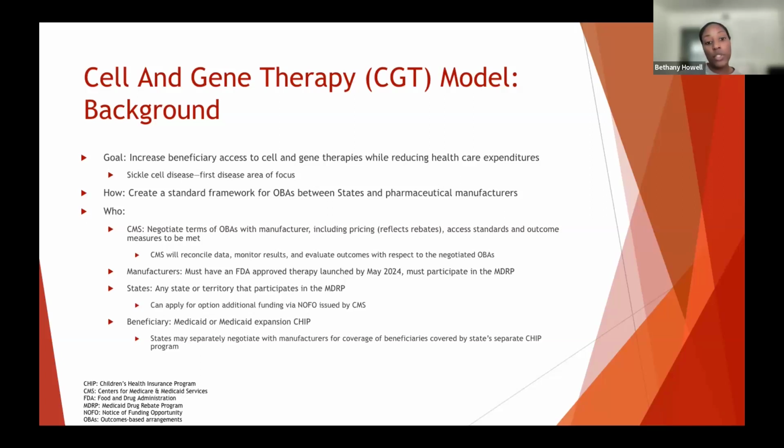States will also have the opportunity to apply for optional funding. So CMS will issue a notice of funding opportunity, likely in the summer. And then states who qualify can apply for additional funding to be able to participate in the model. Finally, beneficiaries, so individuals who are on Medicaid or Medicaid expansion CHIP. States will have the opportunity to separately negotiate with manufacturers for coverage of beneficiaries covered by the state's separate CHIP program. Next slide, please.